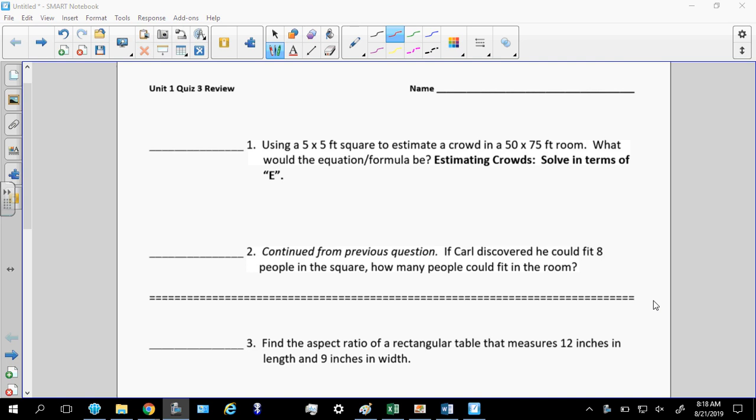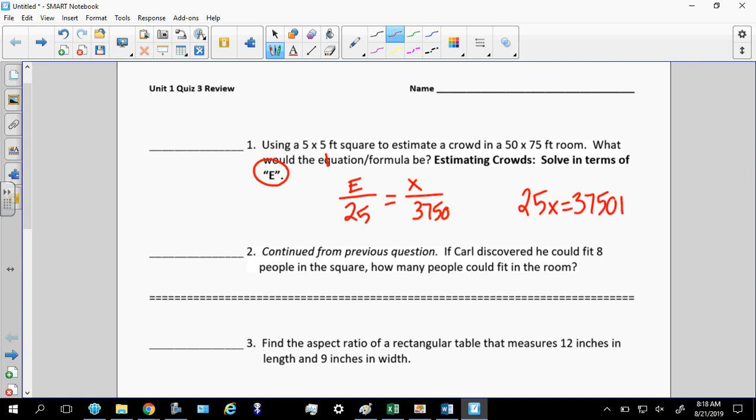All right, so question number one, we've seen many times using a 5 by 5 foot square, and you are solving in terms of E. So the words solving in terms of E should be a dead giveaway. So that's going to be E over 25 is equal to X over 50 times 75, which I believe is going to be 3750. And when I cross multiply, I get 25x is equal to 3,750e. So when I divide by 25, I get 150e.